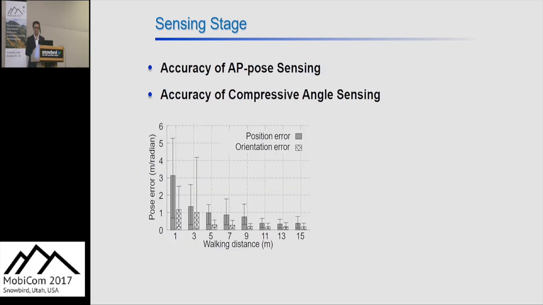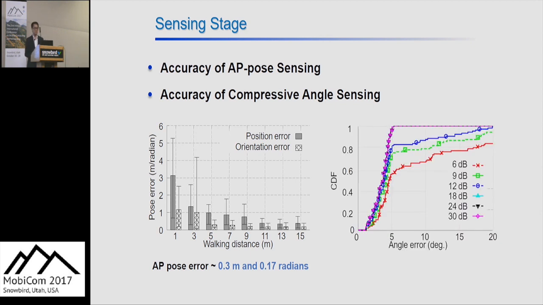In the sensing stage, we will first collect the training data of random walking over 15 meters. The training data takes a user less than 1 minute to finish. We use the training data to evaluate the accuracy of AP pose sensing. We found the AP's position error and orientation error both decrease as the walking distance increases. If it's larger than 11 meters, the pose error almost stabilizes at 0.3 meters and 0.17 radians.